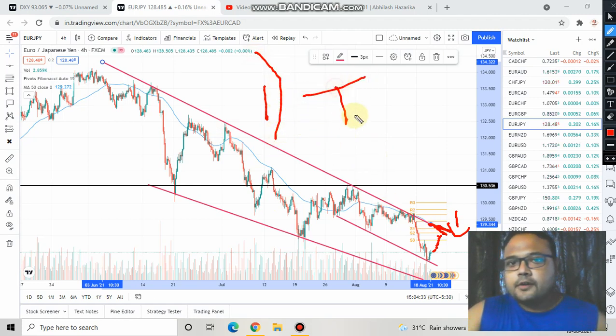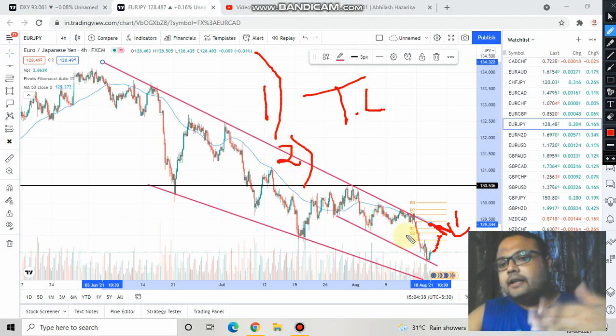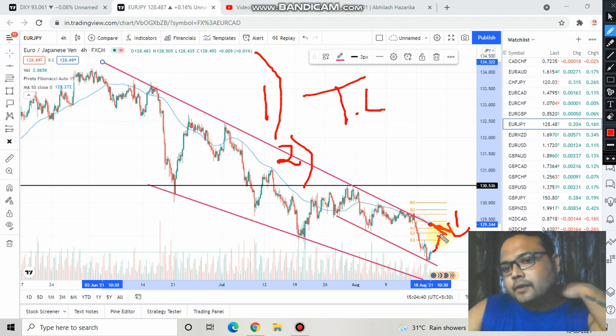Trend line, TL. On the other hand, if the market also breaks this trend line, then you'll get the next shorting opportunity at this black line, 130.50.